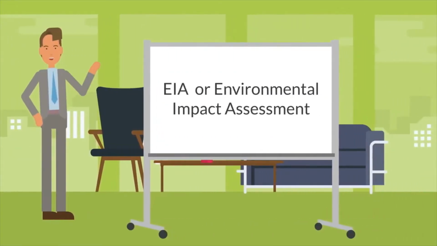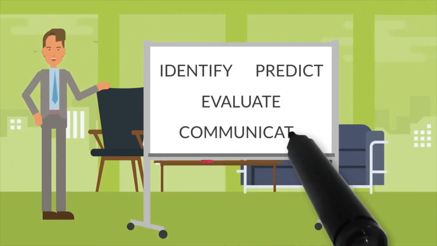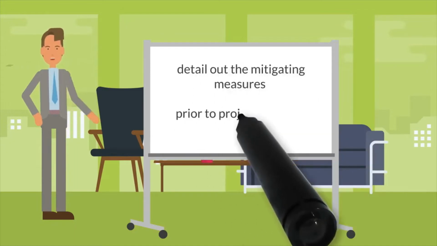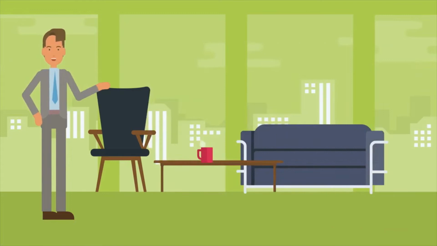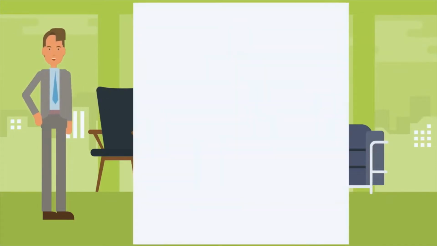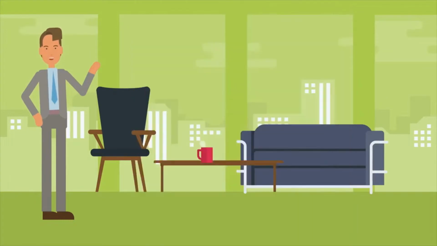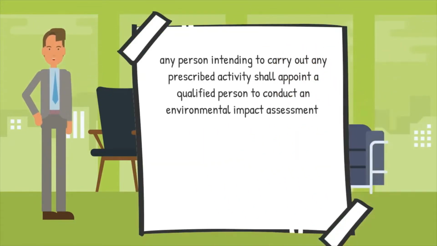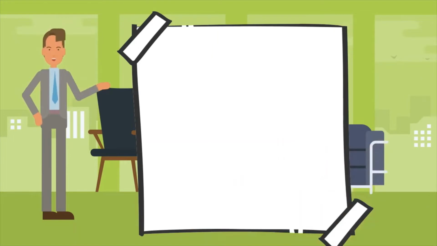EIA or Environmental Impact Assessment is a study to identify, predict, evaluate and communicate information about the impacts on the environment of a proposed project and to detail out the mitigating measures prior to project approval and implementation. This is a legal requirement under the Environmental Quality Act 1974, Section 34A. This section states that any person intending to carry out any prescribed activity shall appoint a qualified person to conduct an environmental impact assessment and to submit a report thereof to the Director General of Environment.